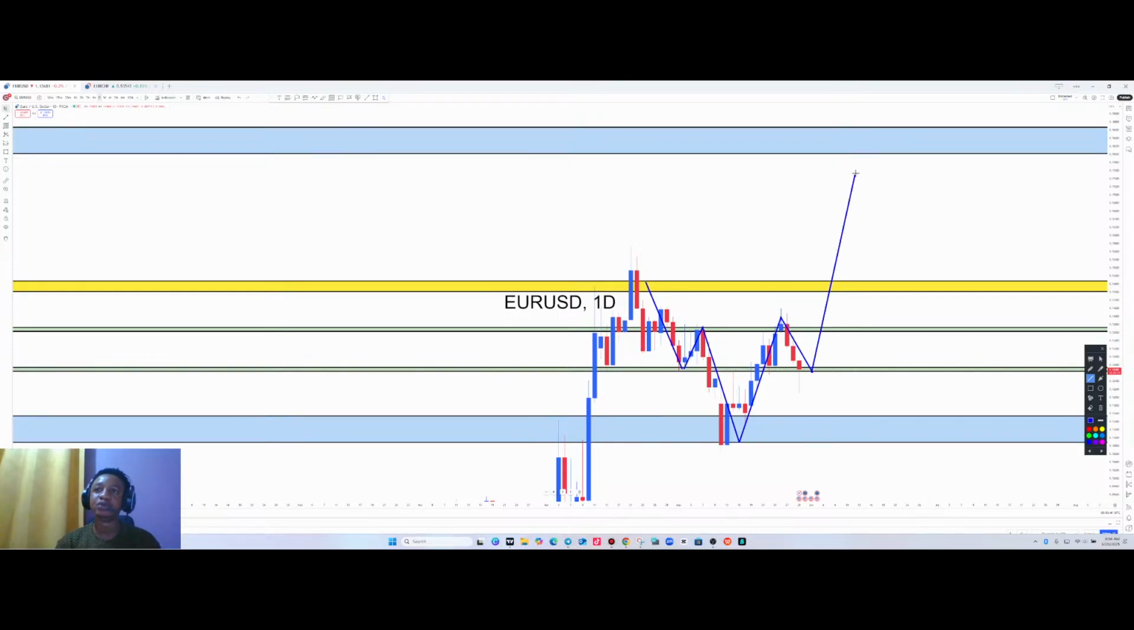Where should we go next? We should move continuously to the upside. So this is a beautiful reversal formation that is definitely going to take the market to the upside. Also here on the daily time frame.